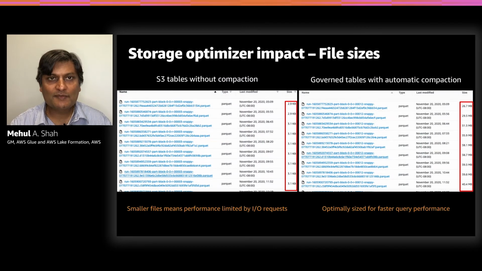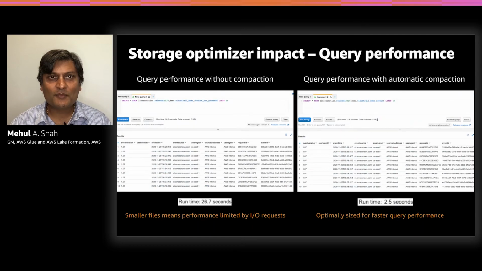Let's see how this works. Remember the CloudTrail data? Well, we stored it in S3 through a streaming system. And on the left-hand side, you see that through the streaming system, you end up getting a bunch of really tiny files, 3K files. And then we also stored it in governed tables through a streaming system, but governed tables are being constantly compacted. And so you see 40 megabyte files. What's the difference? Well, when you do a query over the regular old table, query takes about 26 seconds for this data. And it's about 10 times faster over governed tables because you're actually processing data rather than making fetches to S3.